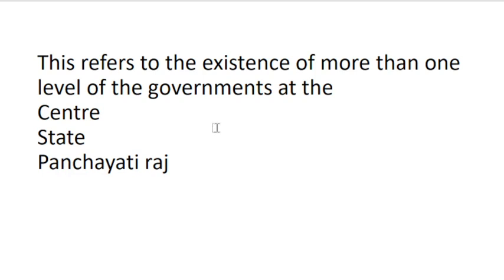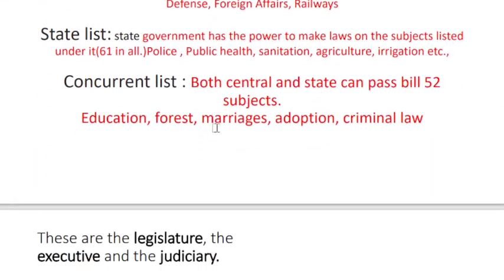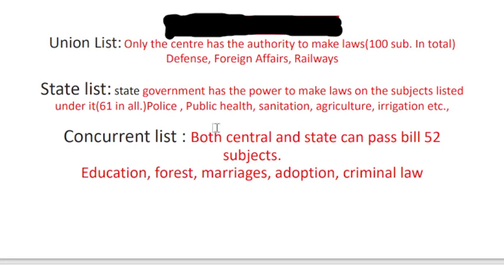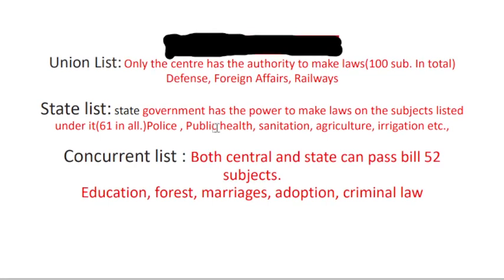Not only this, they also share power between these levels of government. Here I will tell some examples. There are three types of lists in our constitution. That is the union list, the state list, and the concurrent list.